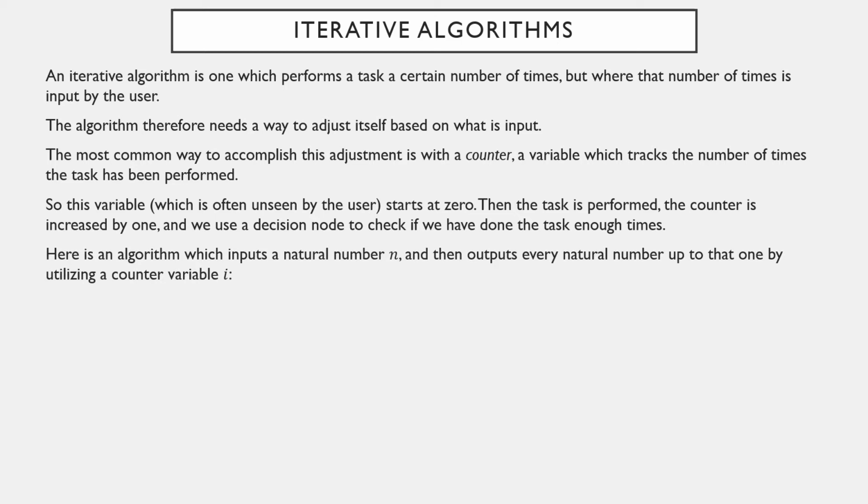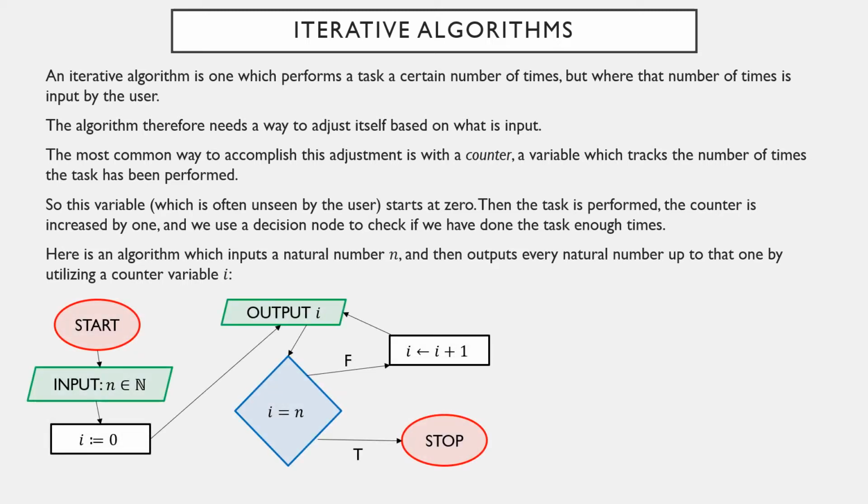So here's an algorithm that inputs a natural number n, then it outputs every single number up to that one. So here we have it. Okay, so observe what happens. We start and we input a natural number. The counter is I, and it is declared to begin at a value of 0. You output that, and then you ask, is I equal to n? N was where I wanted to stop counting. Have I reached the value of output where I want to stop counting? If so, stop. But if not, increase the counter by 1, output the new value, and ask again.